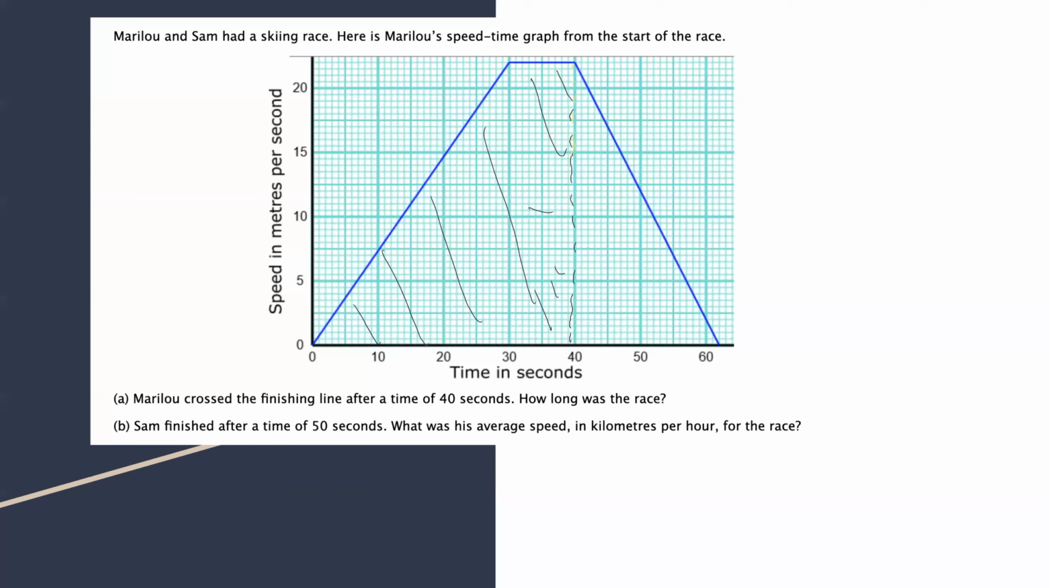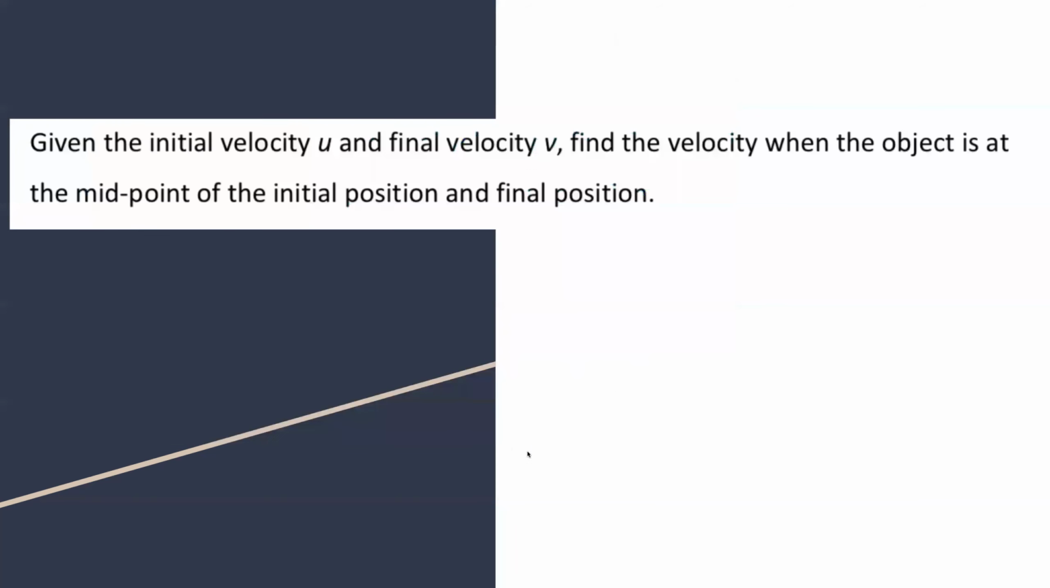It says Sam finished after a time of 50 seconds. So after finding the total distance, you divide the total distance by the total time, and you'll get the average speed. And obviously you have to convert the units because they're asking in kilometers per hour. A very simple problem to start.